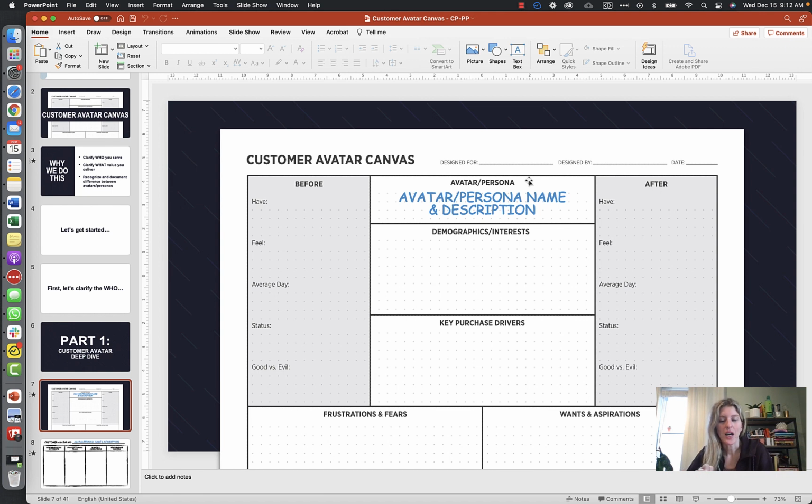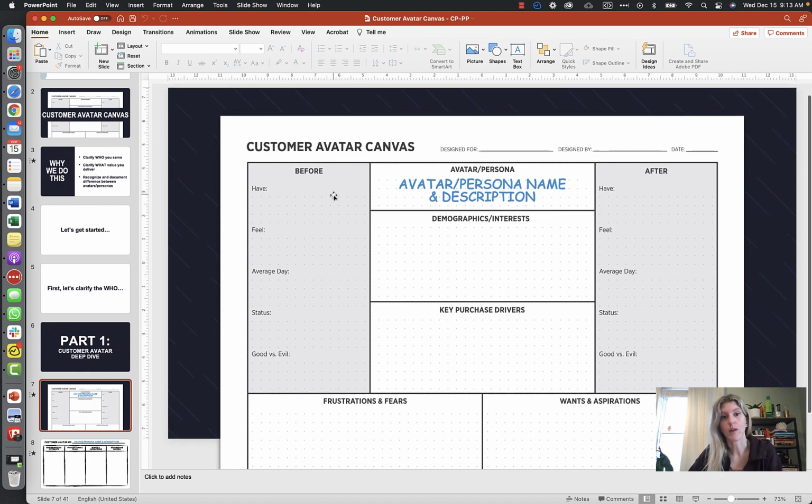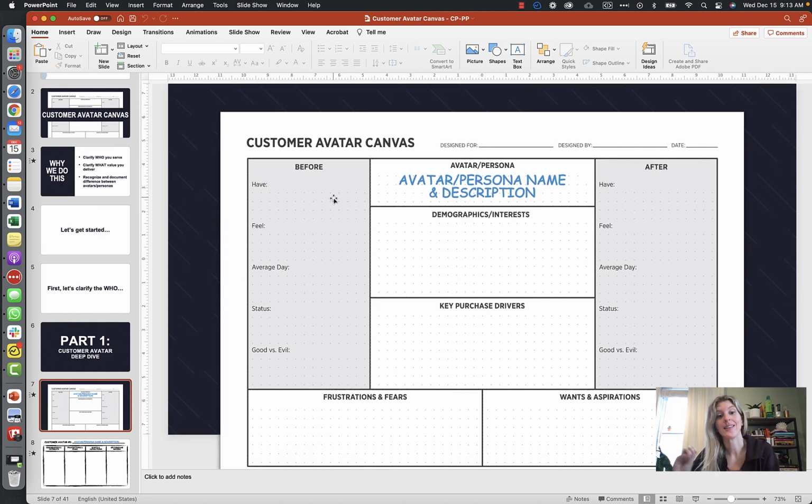Hey, quick edit. I forgot to mention, although I'm sure you guys have figured it out already, when you're doing the avatar persona name and description, I gave the example Dedicated Dad. If you're going to do that, for example, then make sure all of the things on this customer avatar canvas are relevant to that Dedicated Dad. Don't name it Dedicated Dad and then put that they're a single mom.